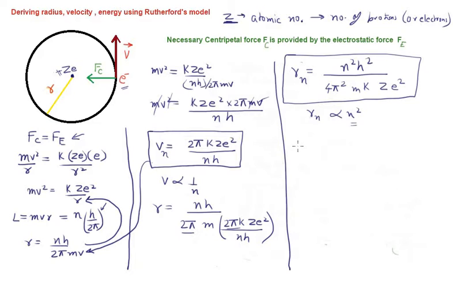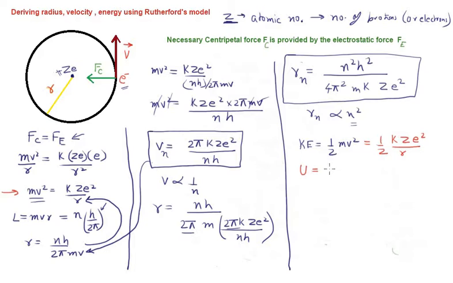Let's say the kinetic energy is half mv², and we know that mv² is this value, kZe². You can see it right here. So it will be half of mv², which from this equation is kZe² upon r. Make sense? And then we'll talk about potential energy U.